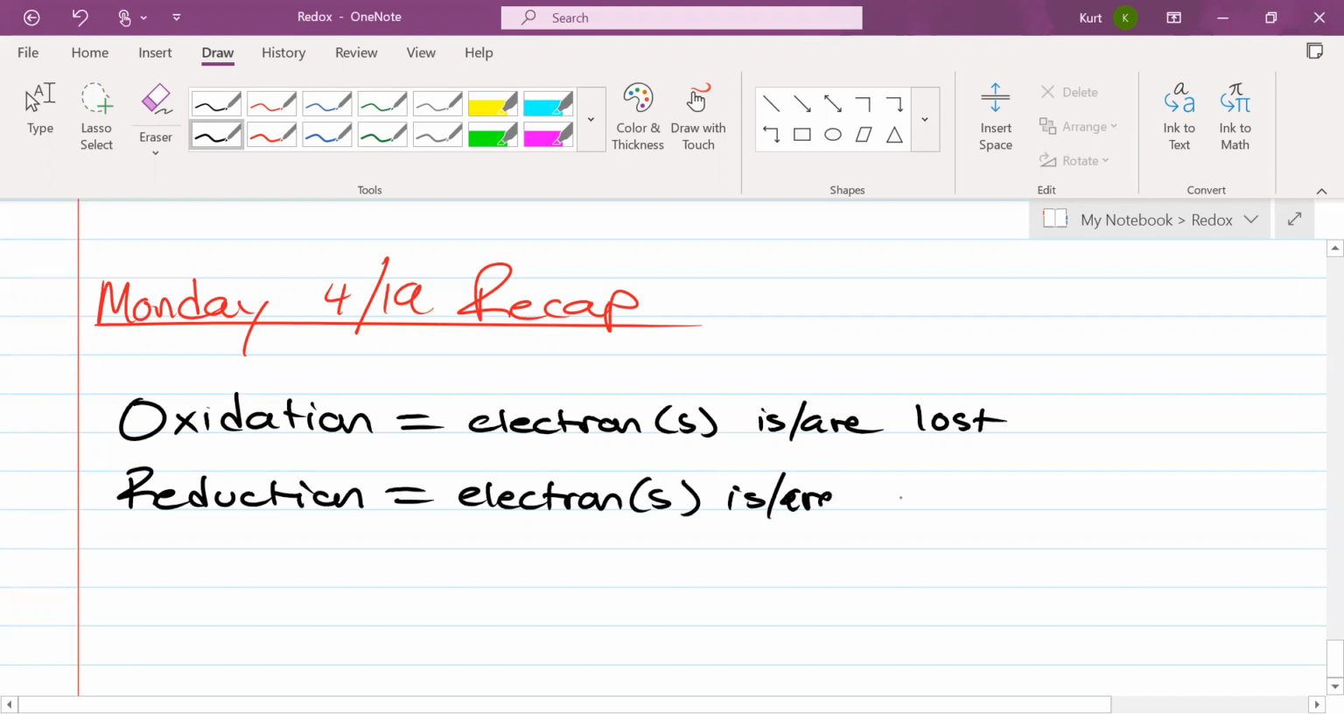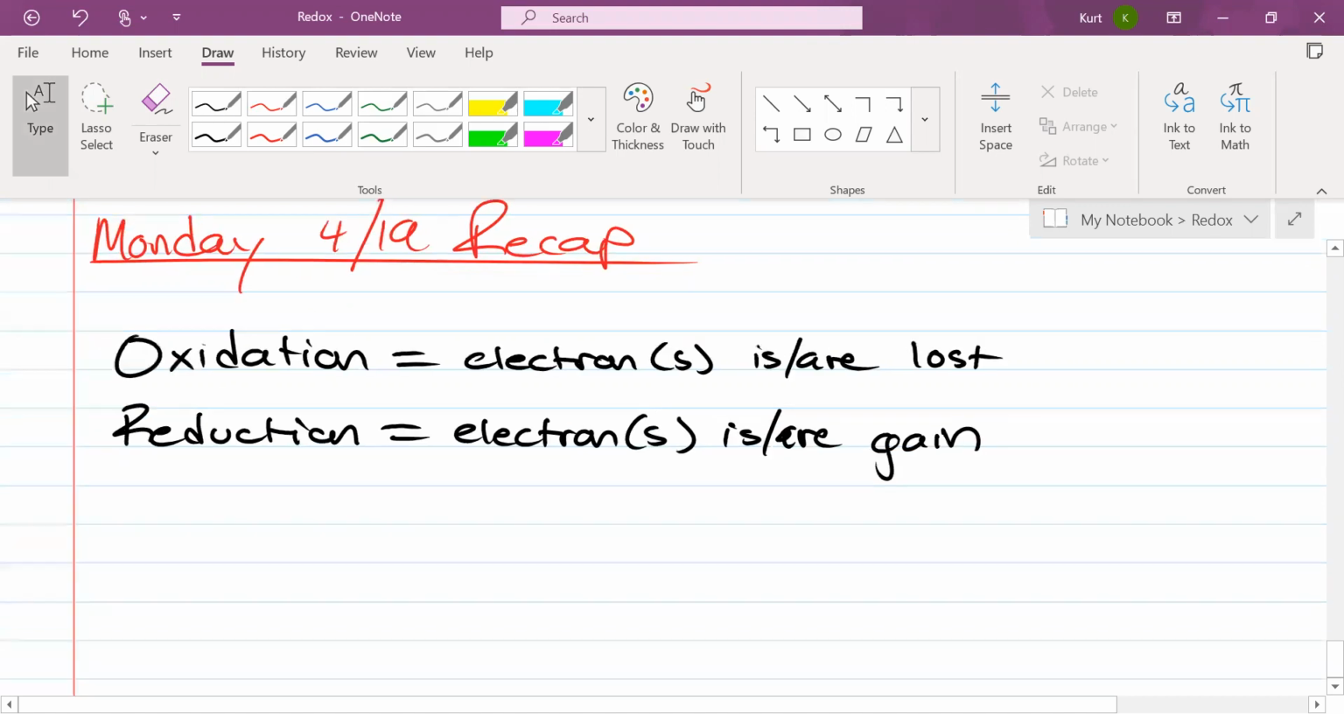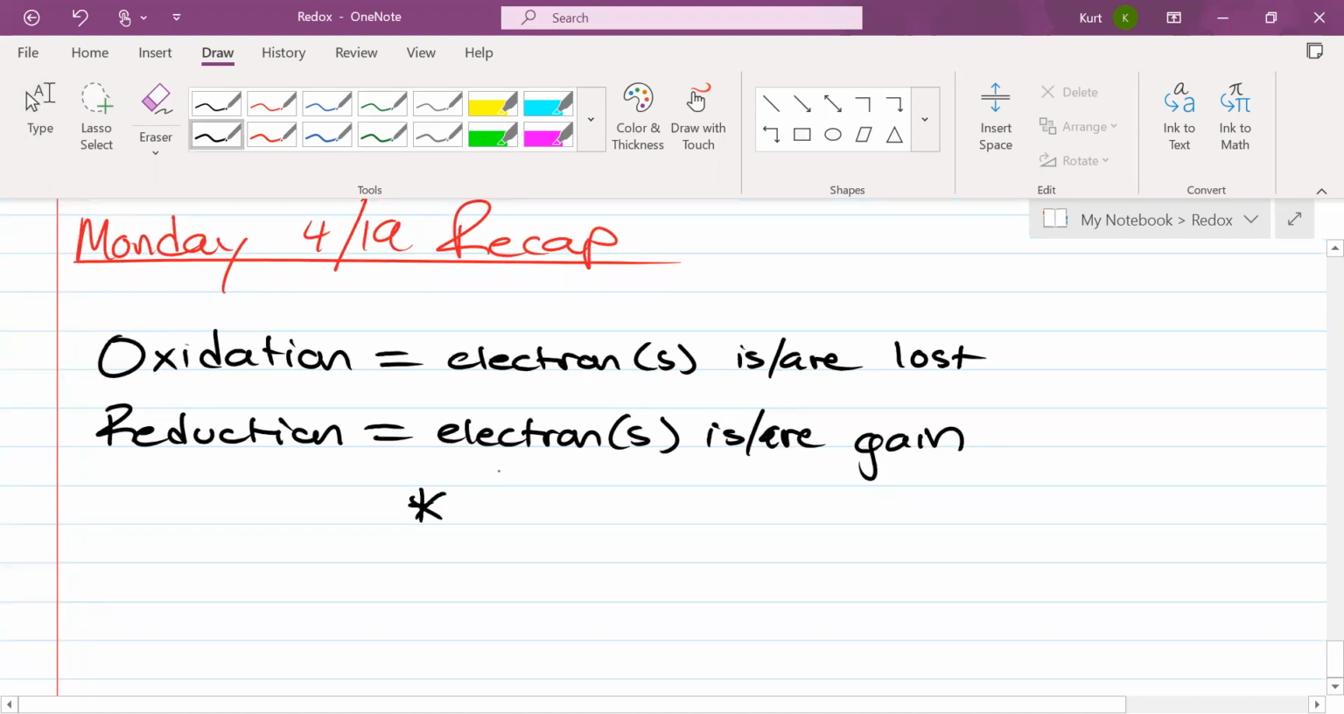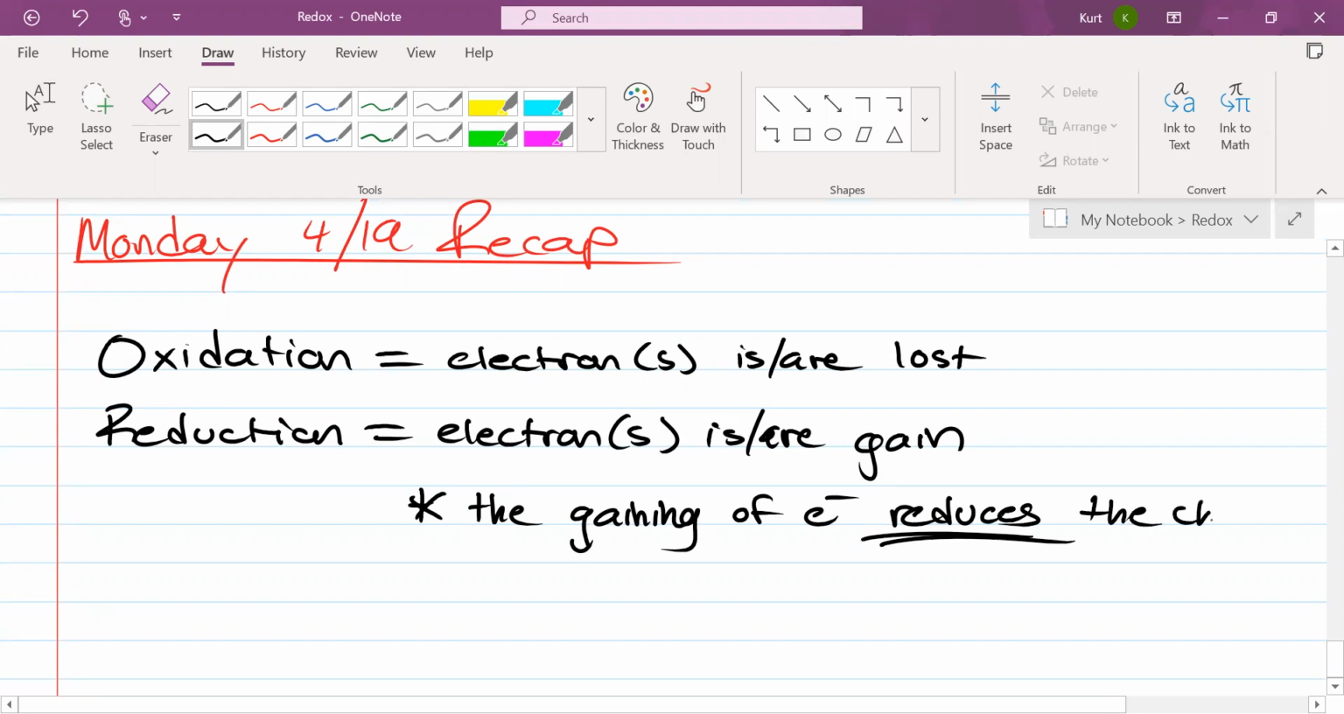Why do they call it reduction if you're gaining something? Francis? Because like your charge is going down. It's called reduction because the gaining of electrons reduces the charge. Okay?